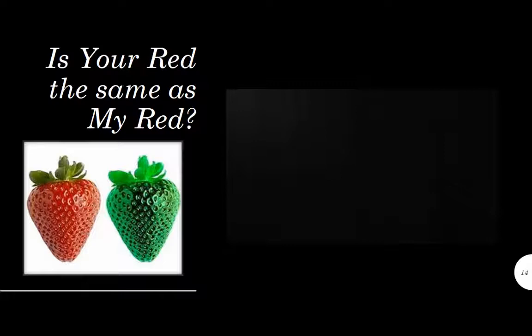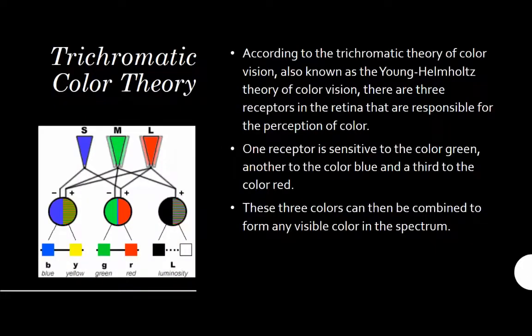Now let's go ahead and look a little bit closer at trichromatic color theory. It's come up in a couple of the videos that we've watched, but we need to make sure that we really understand what trichromatic color theory is. So according to this theory, also known as the Helmholtz theory of color vision, there are three receptors in the retina that are responsible for color perception. And we talked about them before as the cones. One receptor is sensitive to the color green, the other one to the blue, and the other to the red.